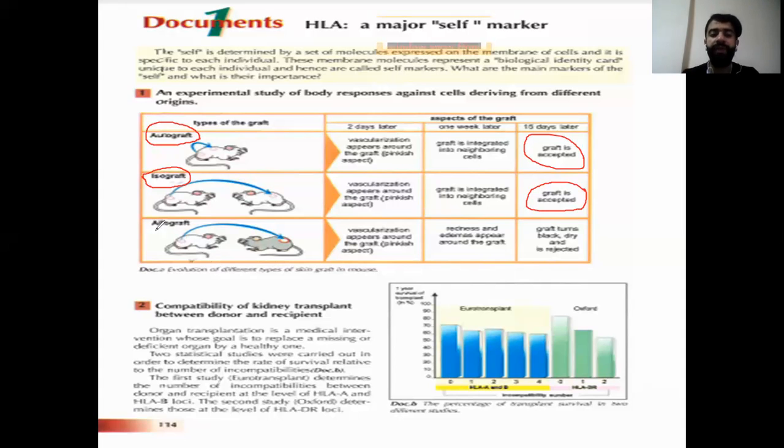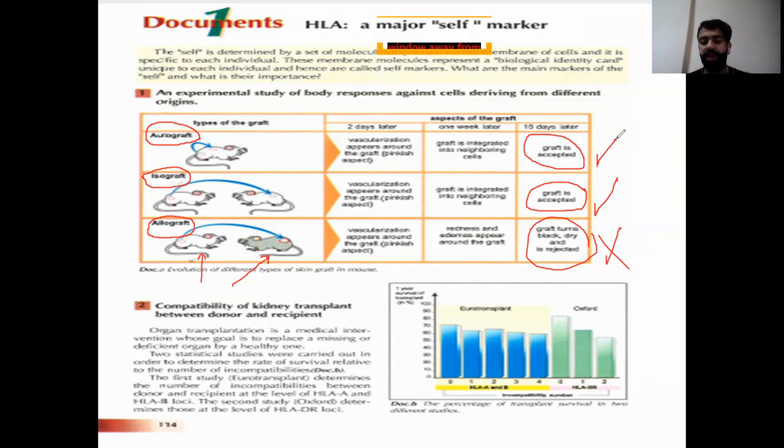While allograft is a graft that's done between two different individuals that belong to the same species, both of them are mice, but one of them is white and the other one is gray. Vascularization appears after about 2 to 3 days. At 1 week, redness and edema appear around the graft, and then the graft turns black, dry, and finally the graft is rejected. So the graft here is rejected after about 15 days. This is since we have different HLA.